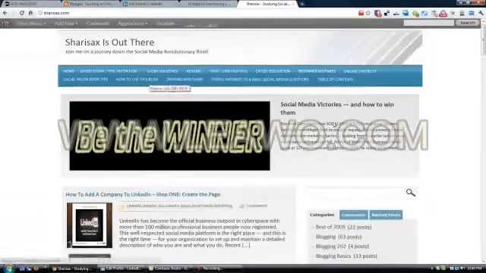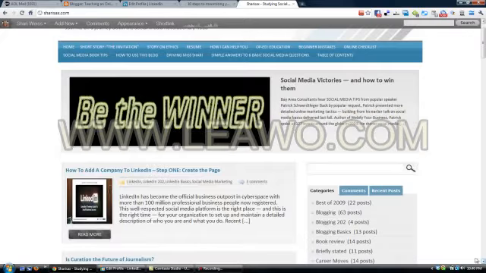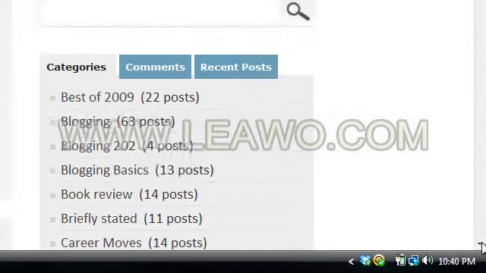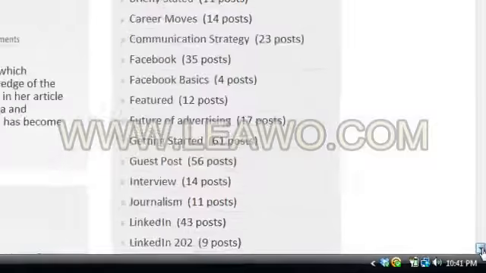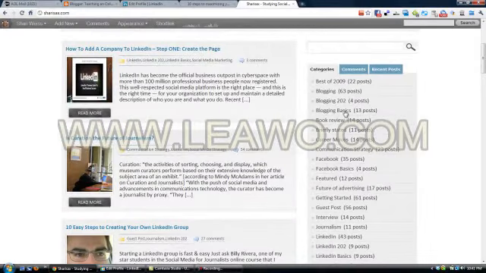To the right, you'll see the categories. We're looking at the right sidebar here. And I do talk about blogging and Twitter and Facebook, the future of advertising. Any category that has the word basics would be especially appropriate to someone who's just getting started. Blogging basics, Facebook basics. There's also LinkedIn basics, and since I'm going to be talking about LinkedIn today, that's the primary purpose for the screencast, to talk to you about how to maximize your LinkedIn profile.